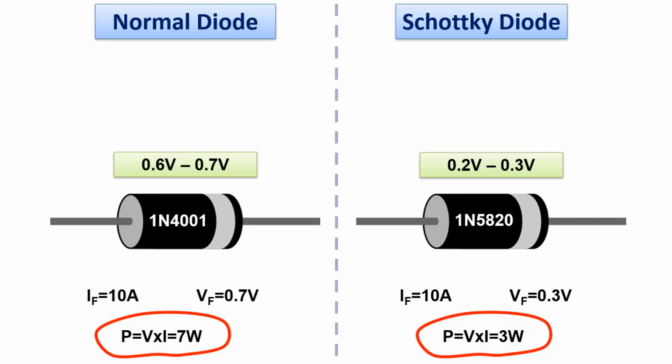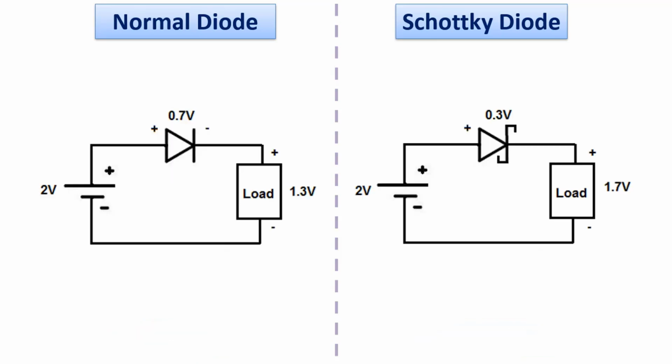Therefore, the low value of this power wasted on the Schottky diode will provide an advantage in terms of efficiency. This situation also affects the voltage value falling on the load. For example, a 2-volt source on the left is connected in series with a load with a silicon diode.